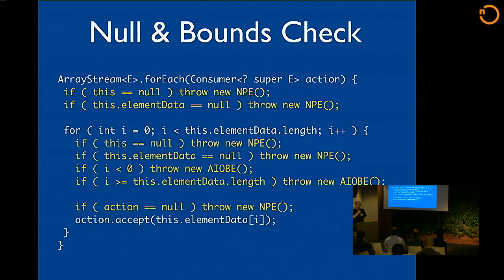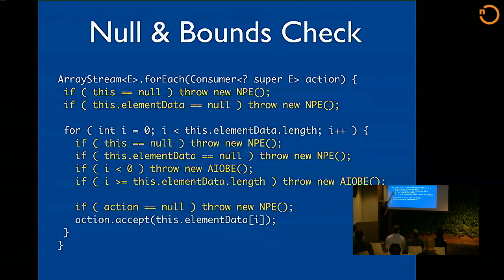Now we put in all the safety checks. First, we have this element data length. Well, before we can do that, we first have to check, is this null? Okay, that's obviously not the case. But if it were some other variable than this, we'd have to check it. All right? Then we have to check, is this element data null? Then we can check the length.